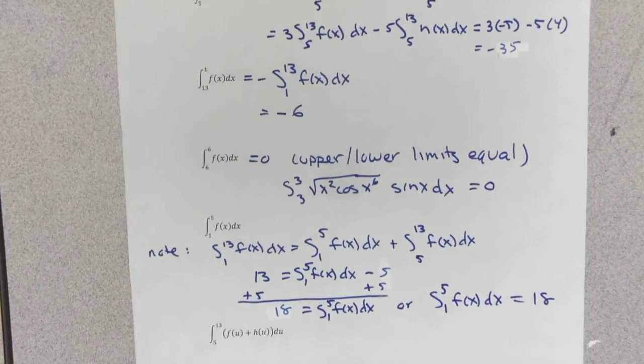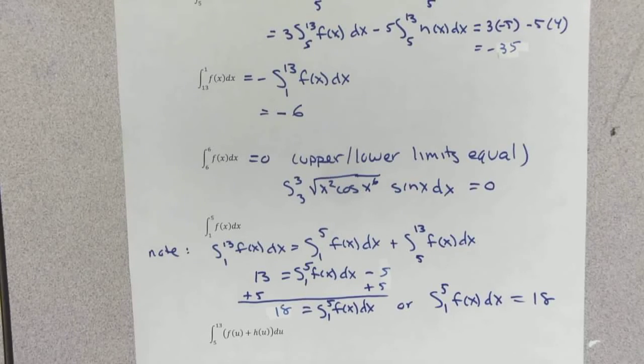So this one was a little trickier in that you had to realize you could take the big interval that we were told about and split it up into 2 smaller intervals, choosing to split it up at 5 since that's what they were interested in.